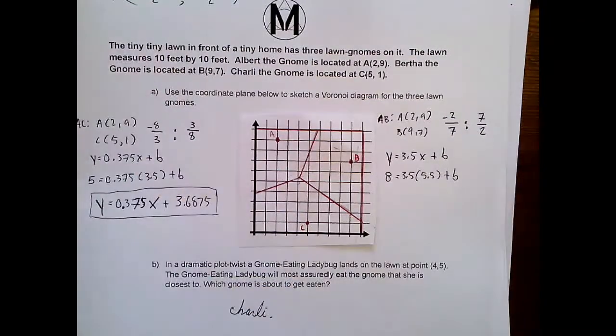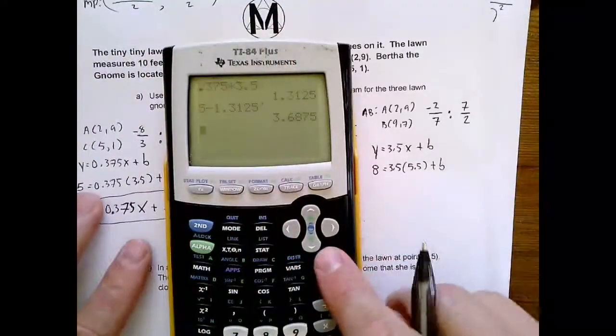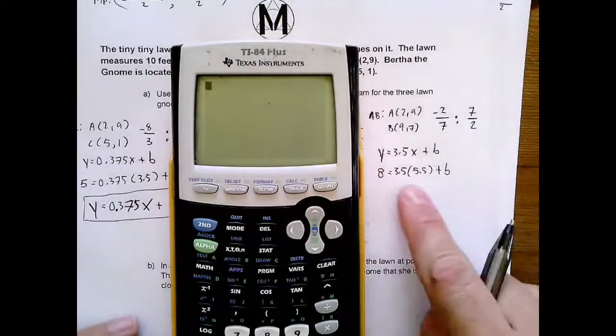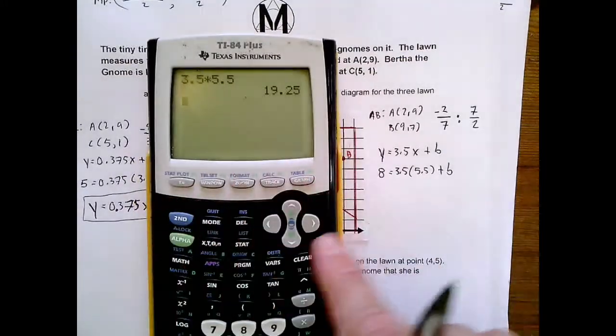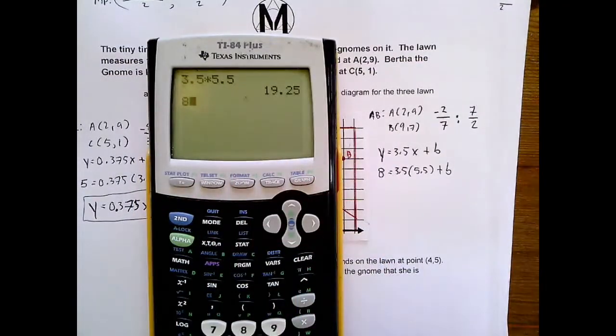Now let's just take out our calculator. So we do 3.5 times 5.5 gets 19.25. And then we can just subtract that from both sides. So 8 minus 19.25, excuse me. We get negative 11.25.